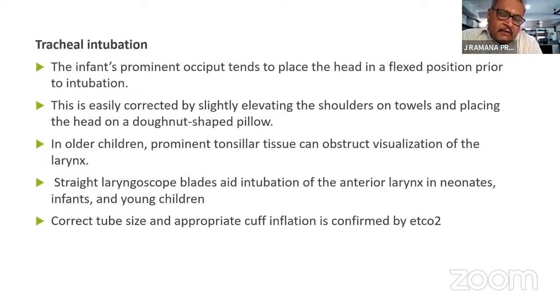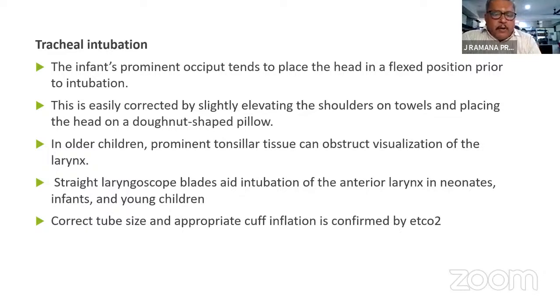What is the disadvantage of using a straight laryngoscope blade or Miller blade? Any of the students can tell. The posterior surface of the epiglottis. When we use a straight laryngoscope blade, we will usually include the epiglottis. The posterior surface of the epiglottis is innervated by the vagus, so the possibility of causing bradycardia is more with a straight blade.